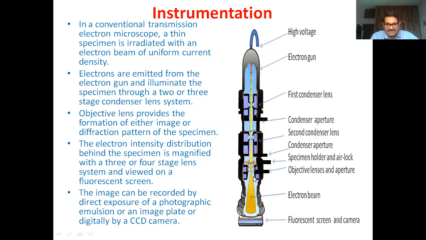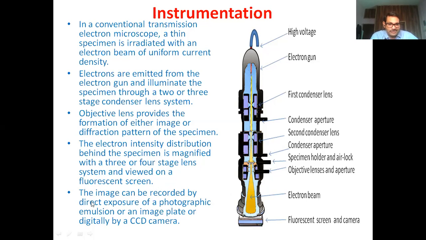These focus stage lenses are like a projector, normally what we observe in cinema halls. These are all attached with this objective lens. They are magnified with three or four stages of lenses, and the image is viewed on a fluorescent screen. So it will be focused and then viewed on a fluorescent screen.